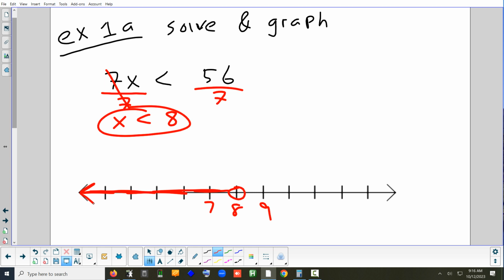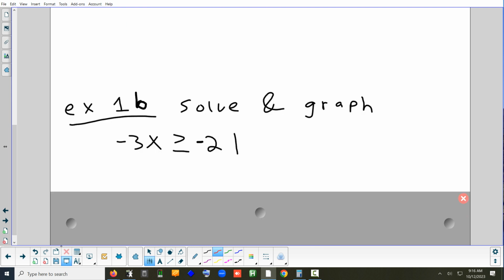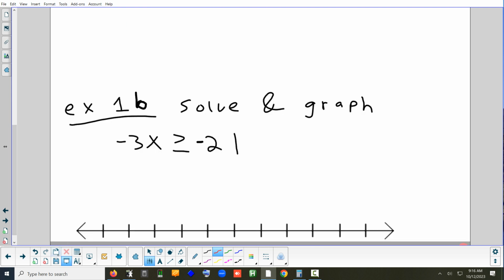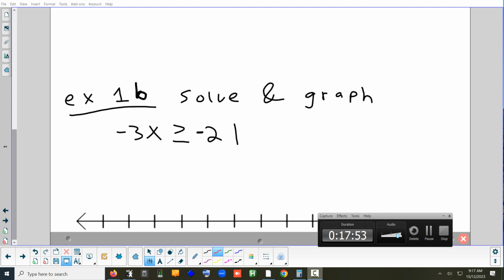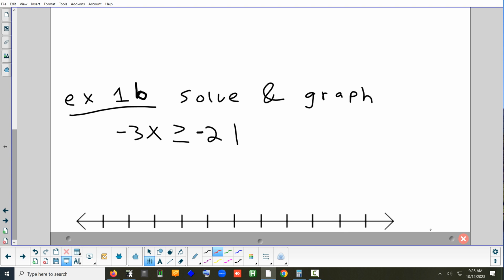All right, so that was 1A. Let's try 1B. Negative 3x is greater than or equal to negative 21. Okay, so we'll give you guys a couple minutes to try that one. And then once you think you get it, just call us over and we'll take a look. So this is negative 3x is greater than or equal to negative 21.